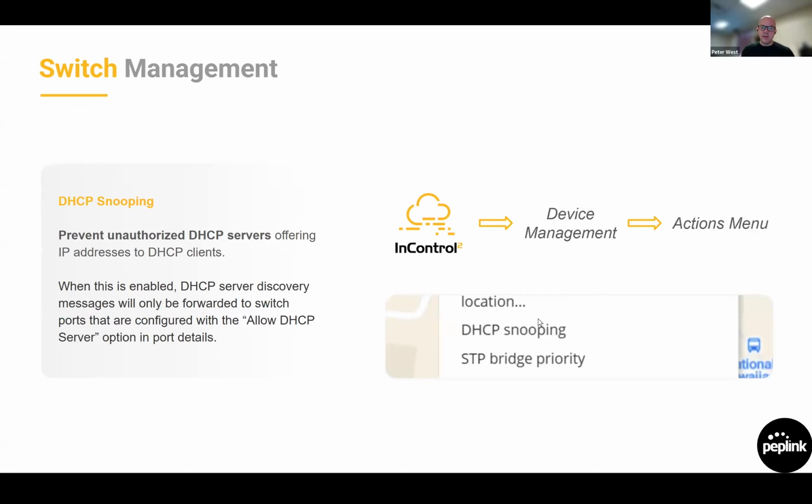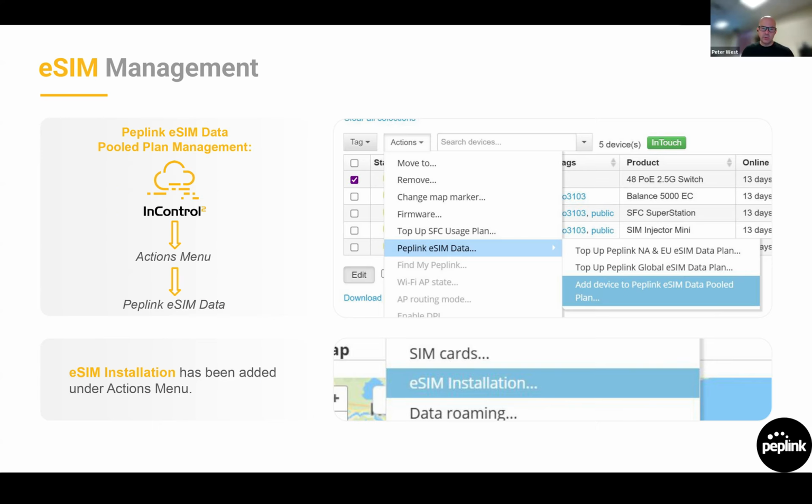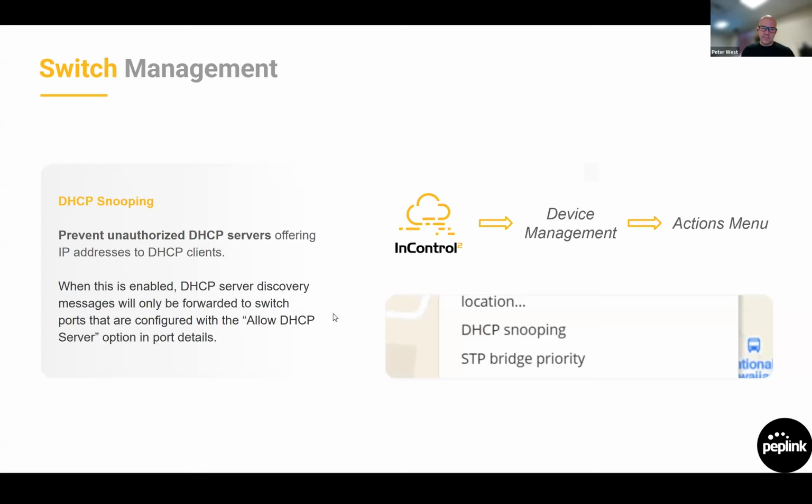DHCP snooping is done under the action menu. So device management actions menu that I showed you up above here, right here, this actions menu, that's where you're going to get DHCP snooping and spanning tree bridge priority. And so you can set your spanning tree bridge priority and your DHCP snooping at the actions menu level. So you can check that box and then turn DHCP snooping on and off.